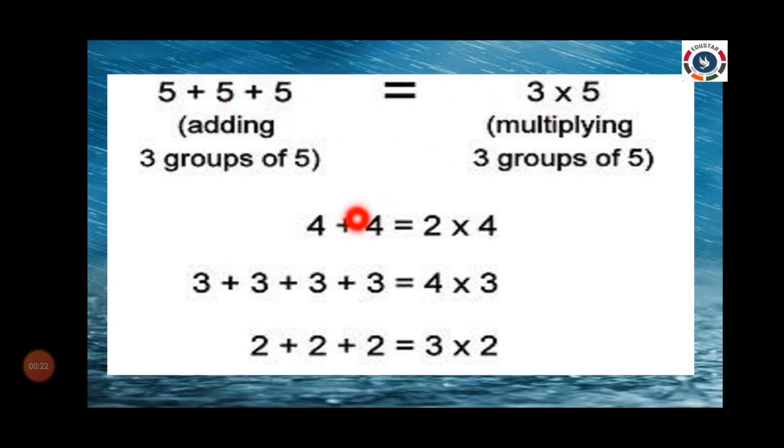Both are equal. Like that, 4 plus 4, we are adding 2 times of 4. So we can write 2 into 4. Here 3 plus 3 plus 3 plus 3, that is 4 times of 3 we are adding here. So we are using the multiplication symbol, that is 4 into 3. Then 2 plus 2 plus 2, 3 times of 2s. So we are using here multiplication fact. So here on the left side all addition facts and on the right side all multiplication facts.